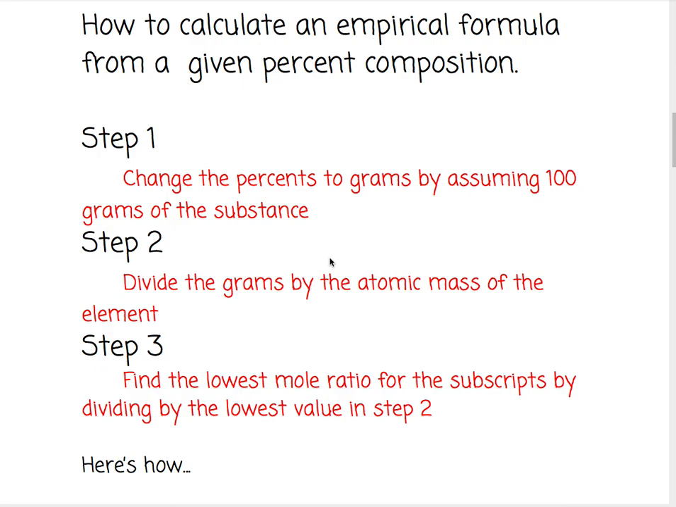So to do that, we're going to take the lowest value that we got from step 2, and divide each of those numbers by that lowest value. And when you do that, you're going to end up with a whole number ratio. Now, that seems more complicated than it is, so let's get to work and let me show you exactly how we're going to do this.